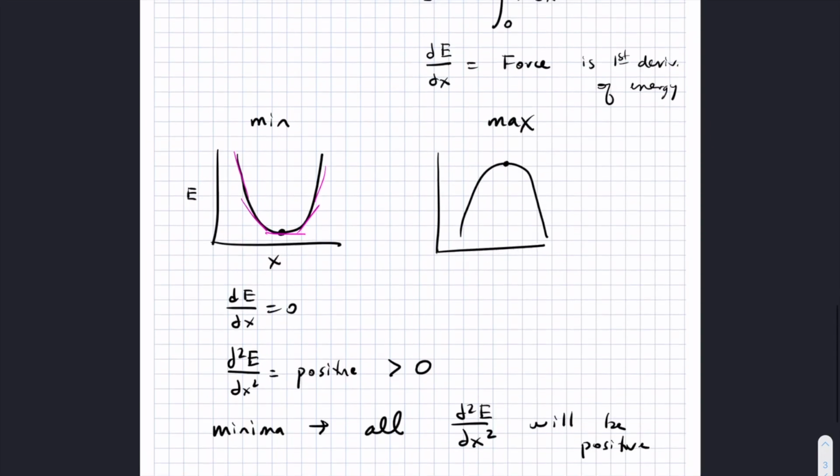Okay. So in contrast, for a maximum, the slope here was positive, it went to 0, and then it became negative. So that means that at a maximum, the second derivative of energy with respect to some distance or some degree of freedom coordinate will be less than 0. Okay, so that's how we tell minima from maxima.